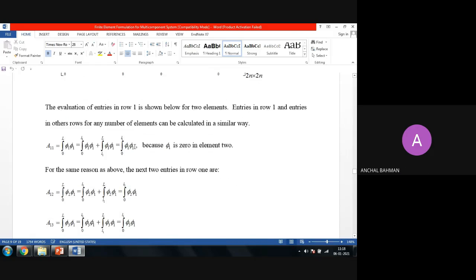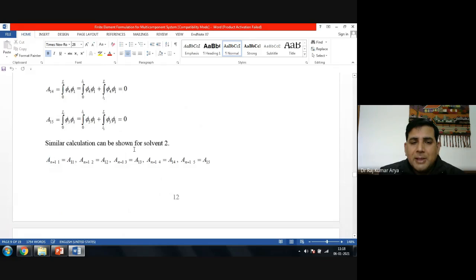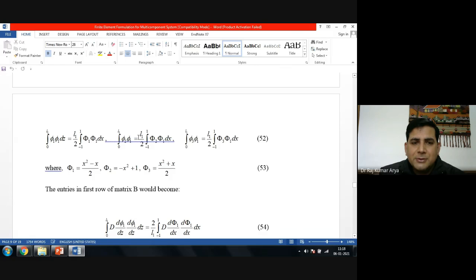Now let's say B matrix. अब जो आपका A matrix पाएगा, so you got here φ1 φ1. You want to evaluate for 0 to L1. Now we know the Gauss quadrature one. Gauss quadrature is valid only from -1 to 1. Correct or not?